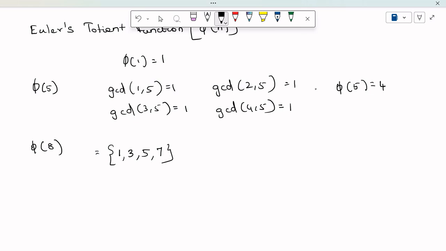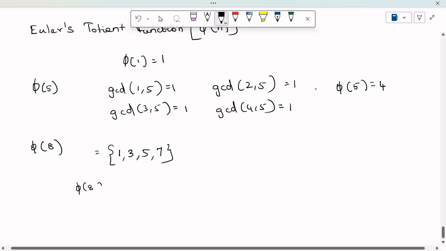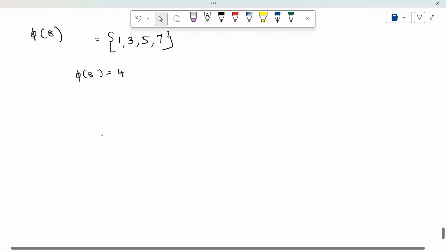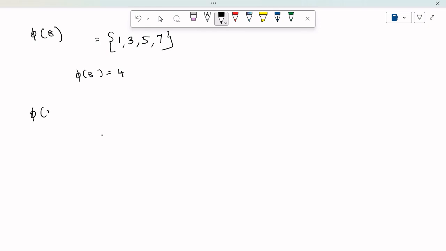So what is phi of 8? Phi of 8 is equivalent to 4. Right? So now you can try it out with phi of 35. So now let us list out the values less than 35 and relatively prime to 35.